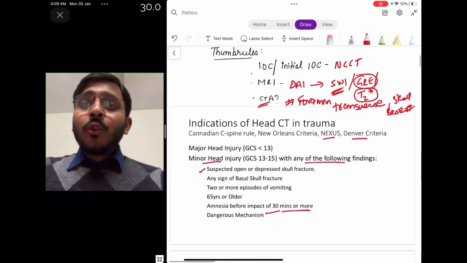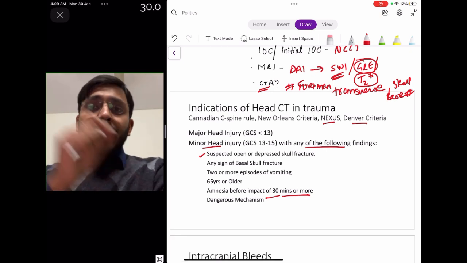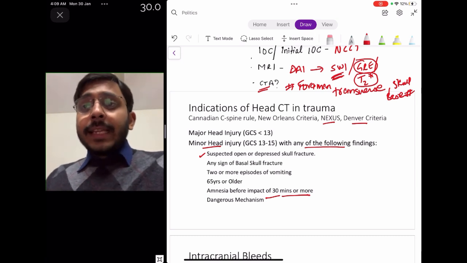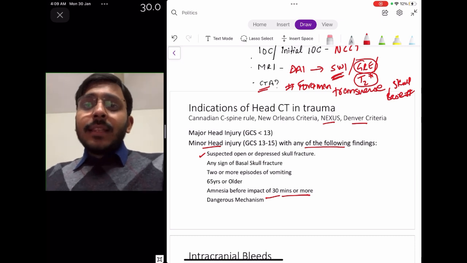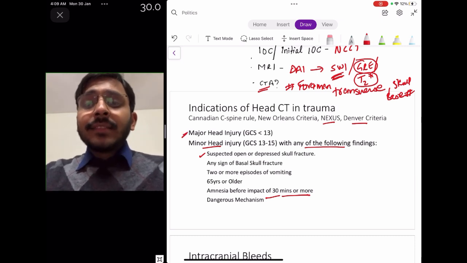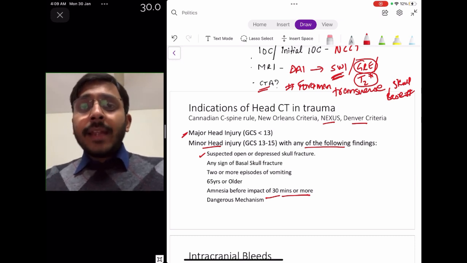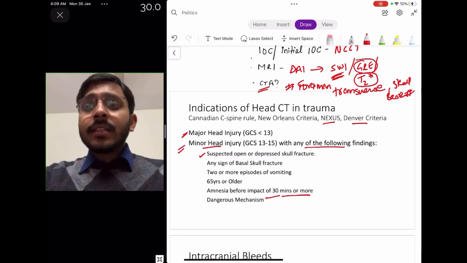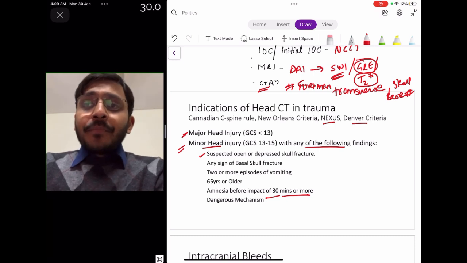Now, when to do a head CT in a trauma setting? Various societies have given different criteria, namely the Canadian C-spine rule, New Orleans criteria, NEXUS, and Denver criteria. Amongst these, they tell that in any major head injury, that is in patients having GCS less than 13, you should do a head CT to rule out intracranial hemorrhage. And in minor head injuries, that is patients with GCS 13 to 15, if they have any of the following, you should do a head CT.